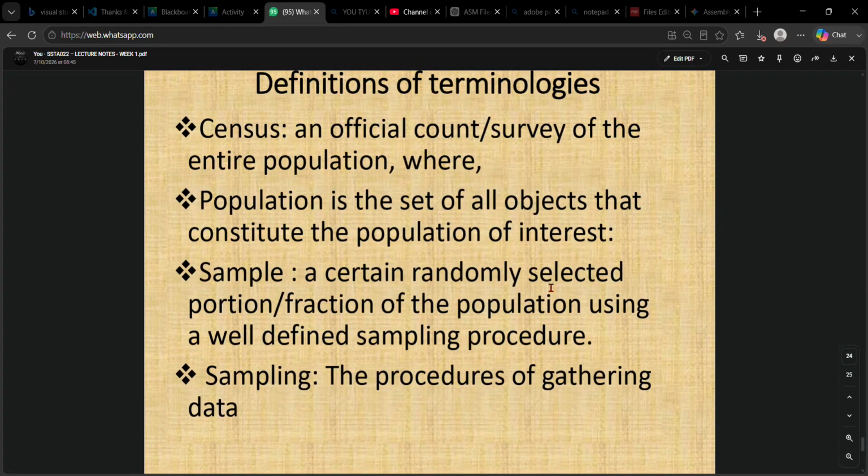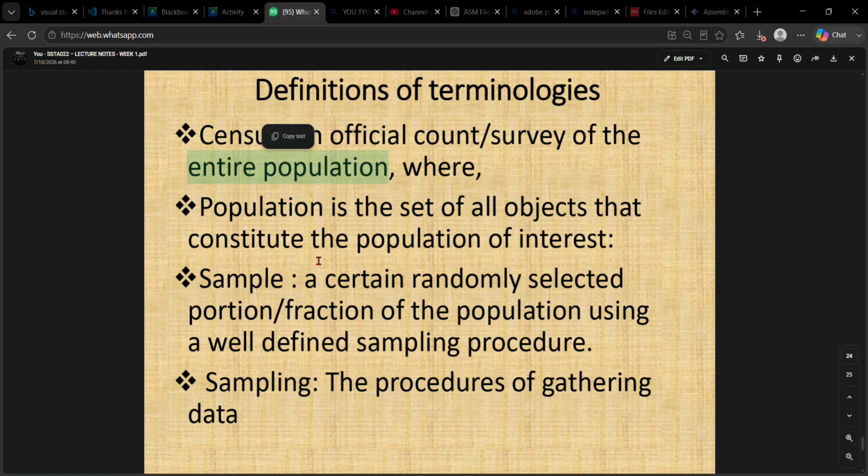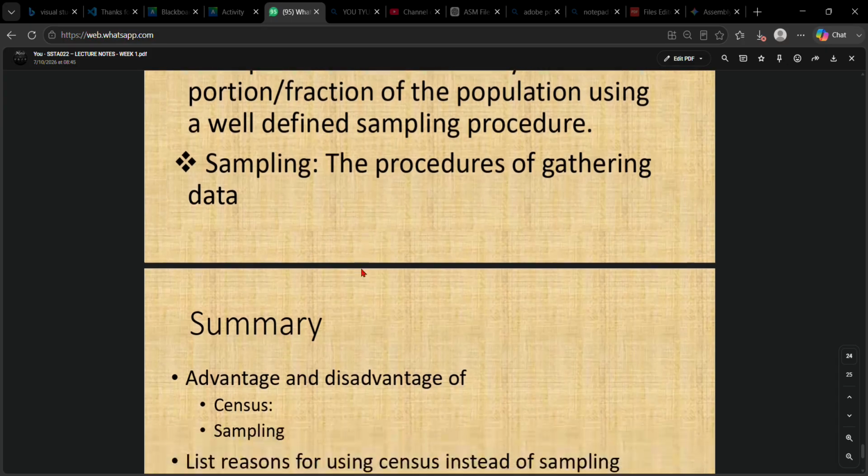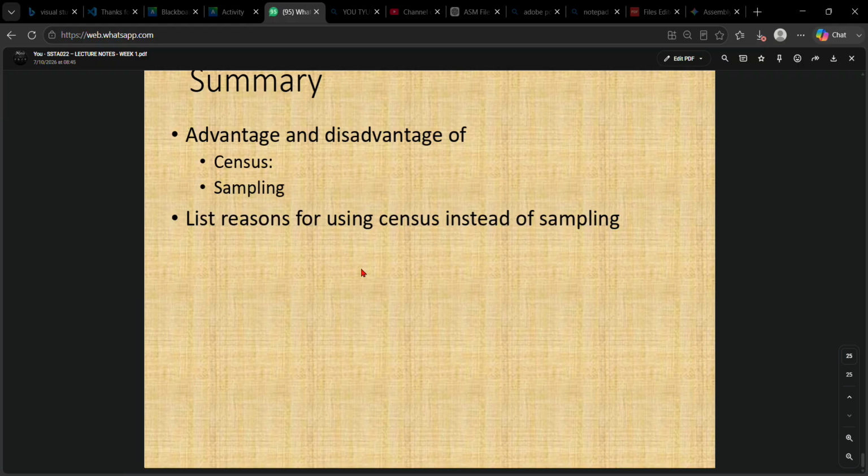Then you must know how to define a census. A census is an official count of the entire population, and a sample is simply a certain randomly selected fraction. You must know the advantages and disadvantages of census and sampling. They are likely going to ask, and also the reasons why we would perform a census instead of sampling.